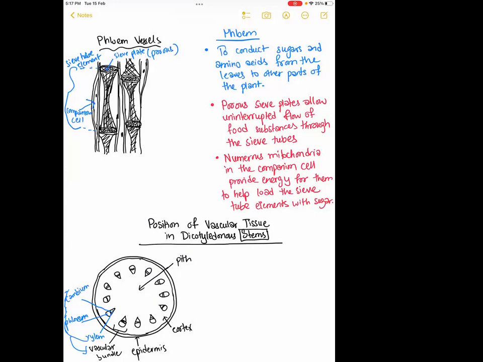Apu, the pith and the cortex, they're like hollow, right? There's nothing there. In the stem, they're a type of tissue, so there should be cells all over, but I didn't draw them.